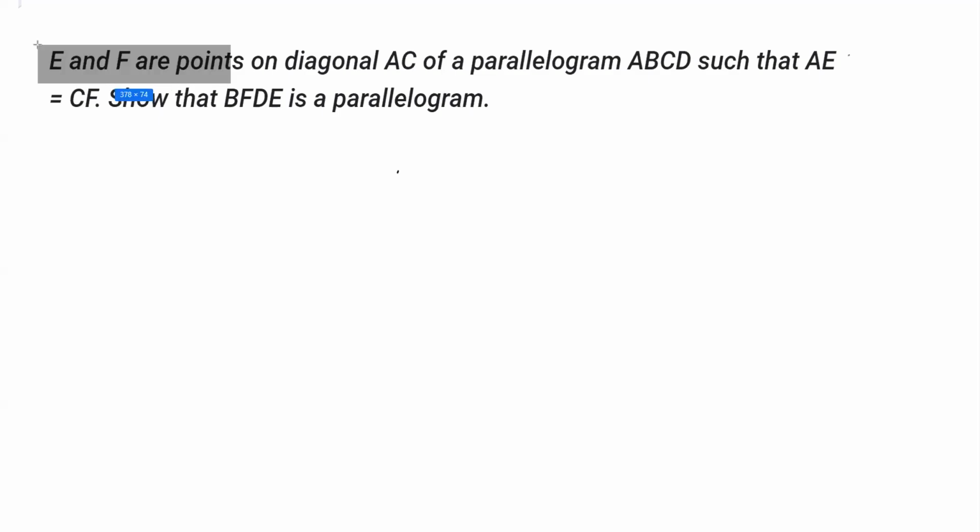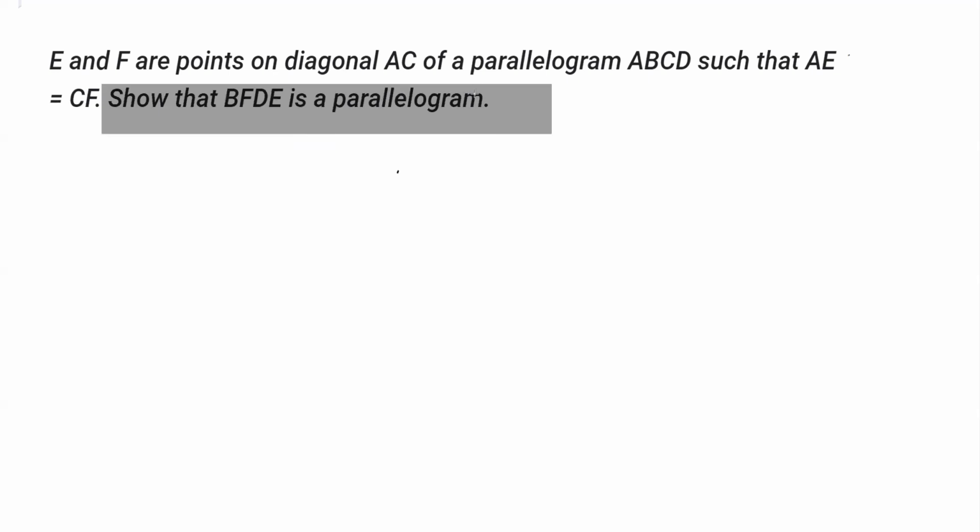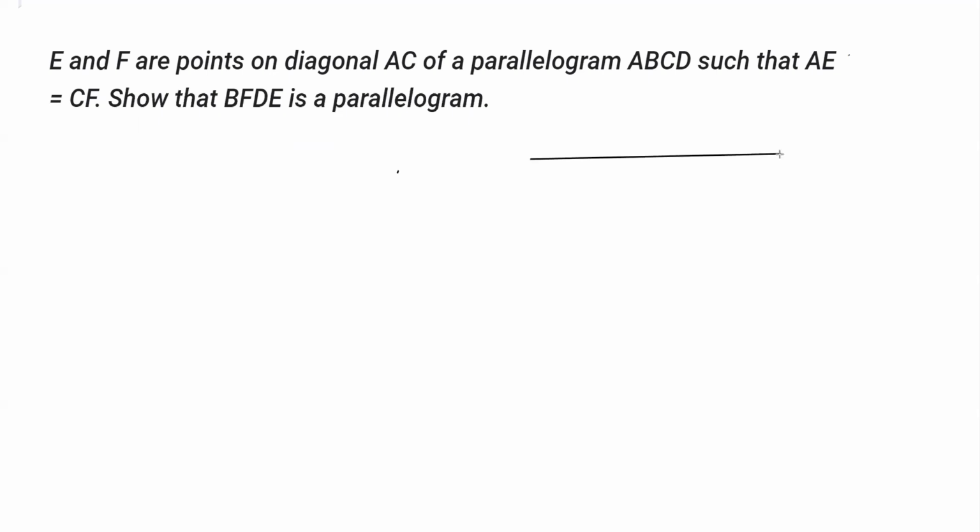The question says E and F are the points on the diagonal of a parallelogram ABCD such that AE is equal to CF, and we need to show that the figure BFDE is a parallelogram. Now clarity will come when you draw the figure.